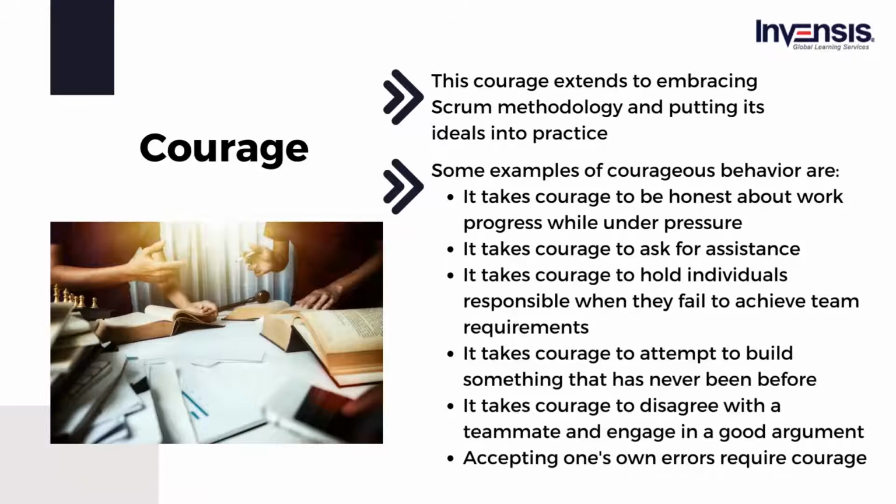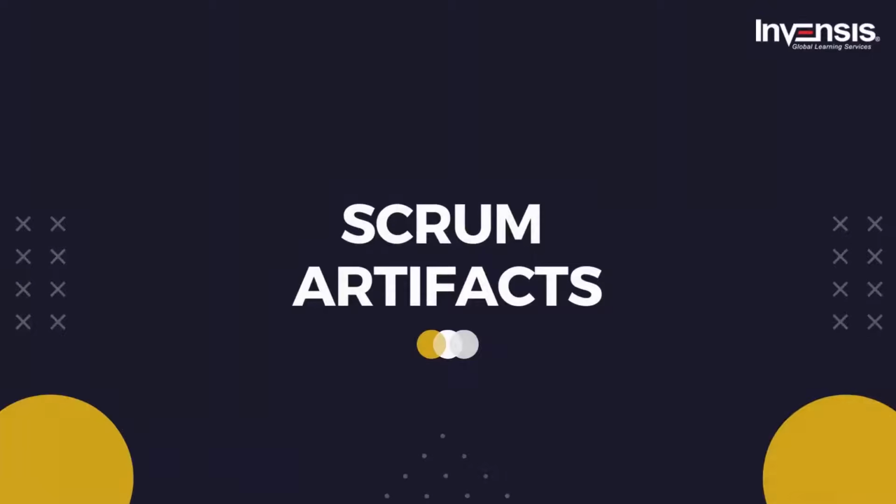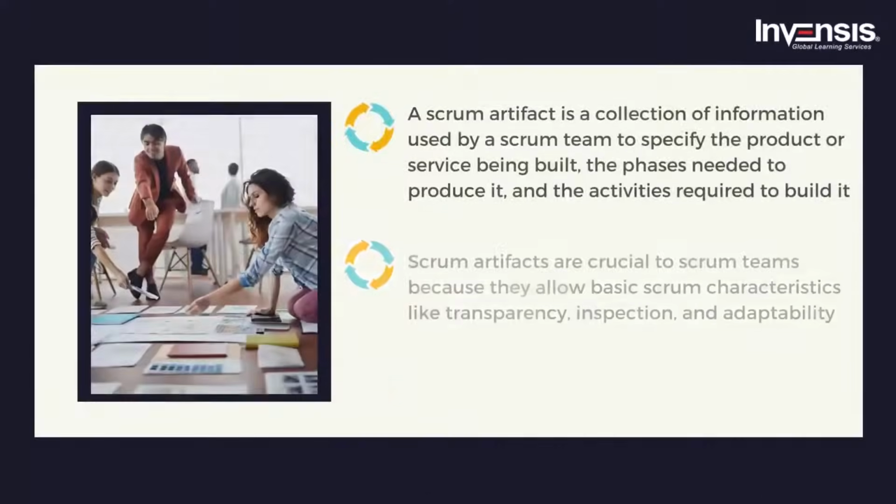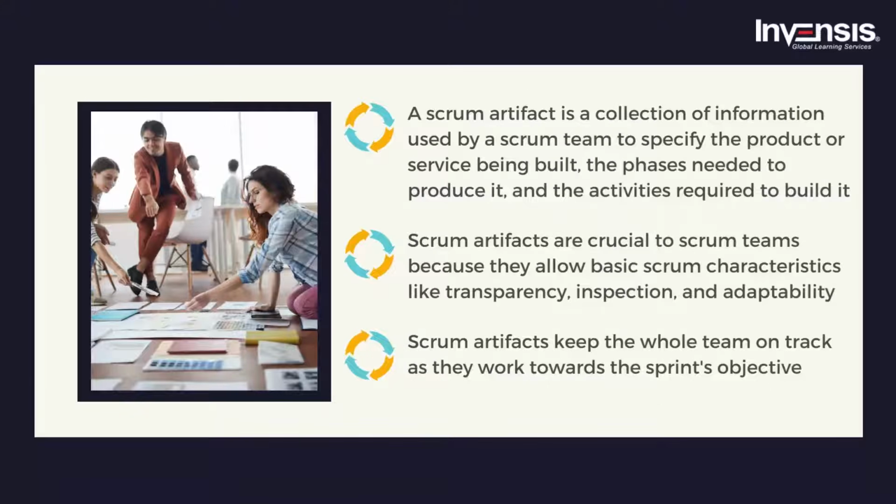Sixth, it takes courage to disagree with a teammate and to engage in a good argument. Seventh, accepting one's own errors demands courage. This may apply to technical labor, judgments, or an individual's overall mindset. So, this was about the value, courage. Now, let us move on to our next topic, Scrum Artifacts. A Scrum Artifact is a collection of information used by a Scrum team to specify the product or service being built, the phases needed to produce it, and the activities required to build it.